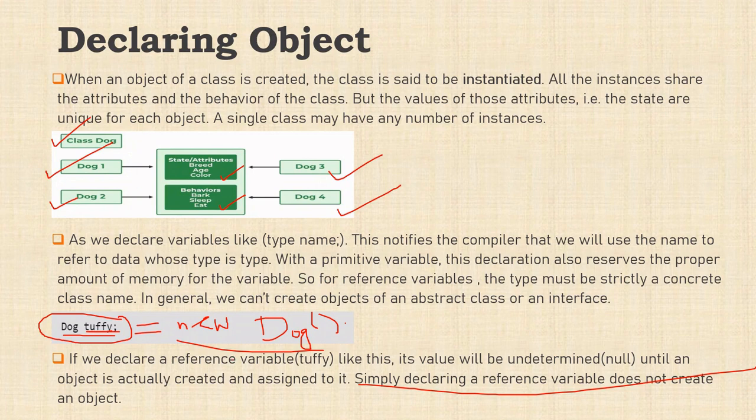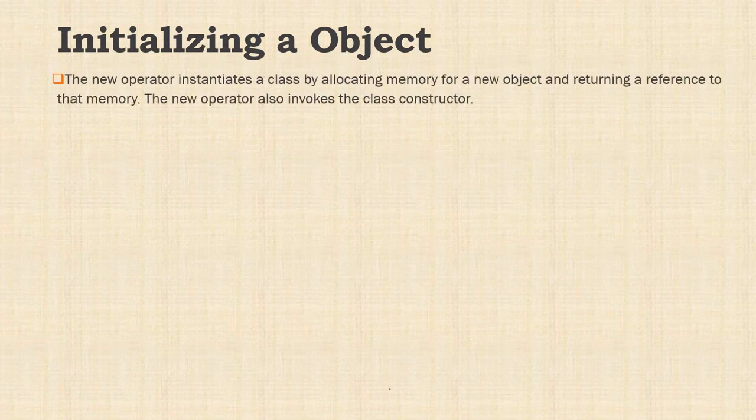So you have created the object and assigned that object to this Dog toffee. If you declare a reference variable toffee like this, its value will be undetermined, which is null, until an object is actually created and assigned to it. Simply declaring a reference variable does not create an object. Initializing an object: the new operator instantiates a class by allocating memory for a new object and returning a reference to that memory.